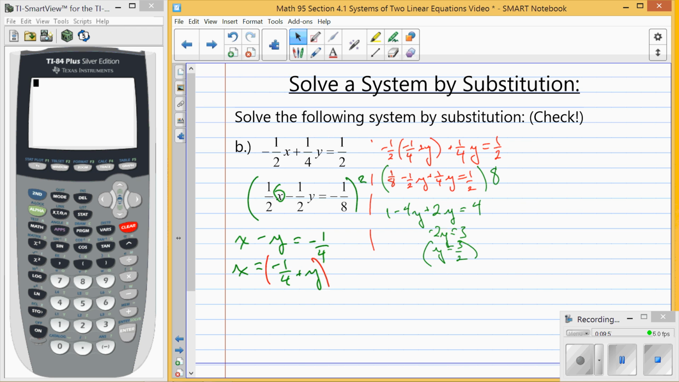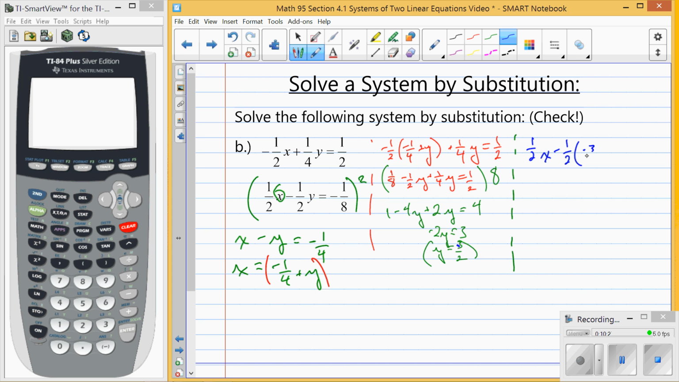Okay. So now, I need to find my x value, if y equals 3/2, plug that into one of the two equations. Again, it doesn't matter which one. I am going to plug back into this first equation that I used. So 1/2 x minus 1/2 times, that should be a negative 3/2 should equal -1/8.